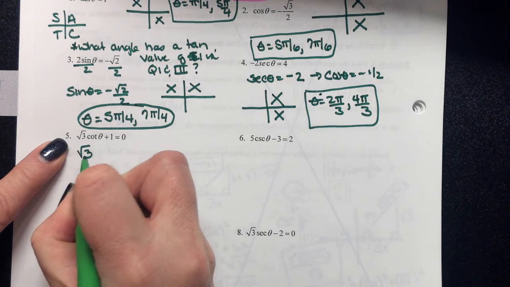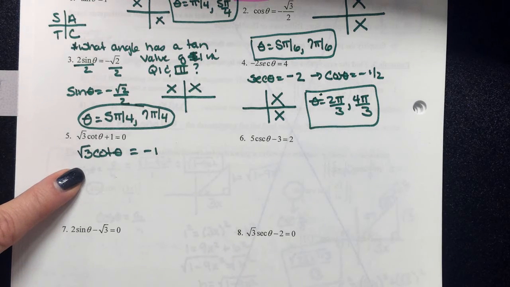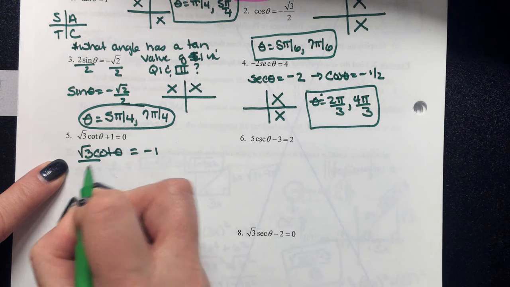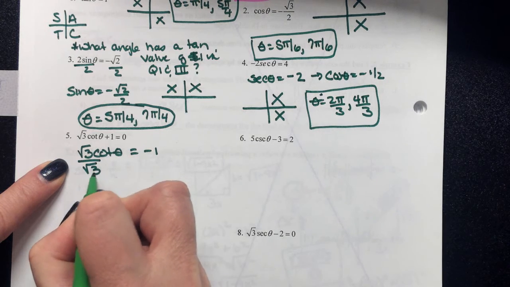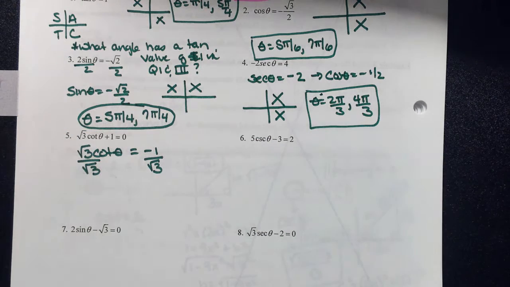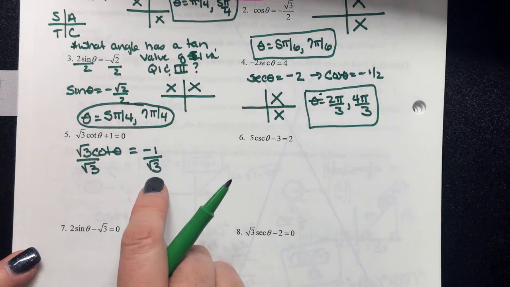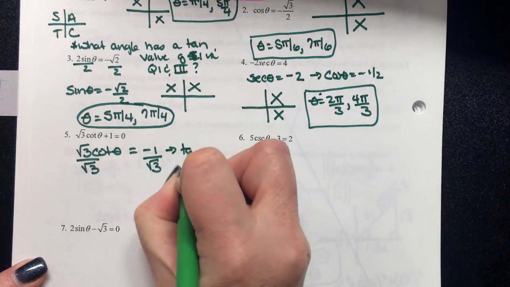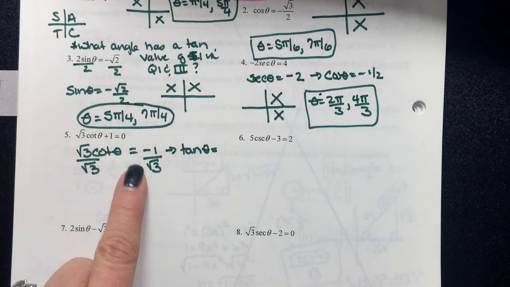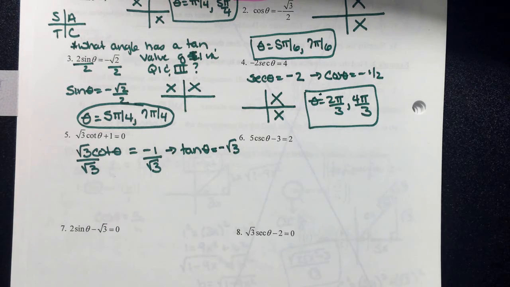Subtract. And then I'm going to do what to get cotangent by itself? Divide by the square root of 3. Now don't rationalize. So we want to know where cotangent's equal to negative 1 over square root 3. Well, take the reciprocal if you want to look at the tangent. What's the reciprocal of negative 1 over square root 3? Just simply negative square root 3.